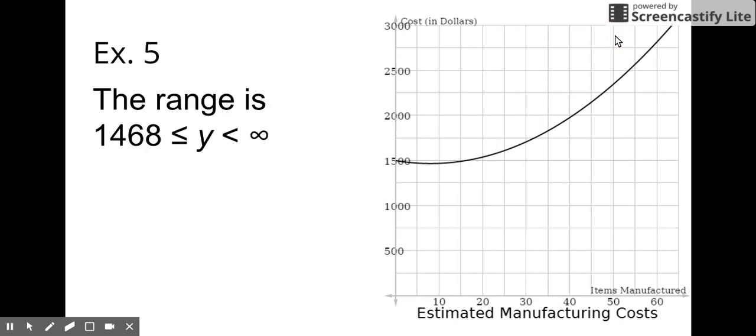And we talked about how theoretically, we're not going to just continue making items forever, but we don't really have enough information to say the final restriction and how many items are possible. So based on the information that we have, the range is from 1468 less than or equal to y less than infinity. Again, in problems like this where you don't know for sure and you don't have the equation, you have to just make an educated estimation.